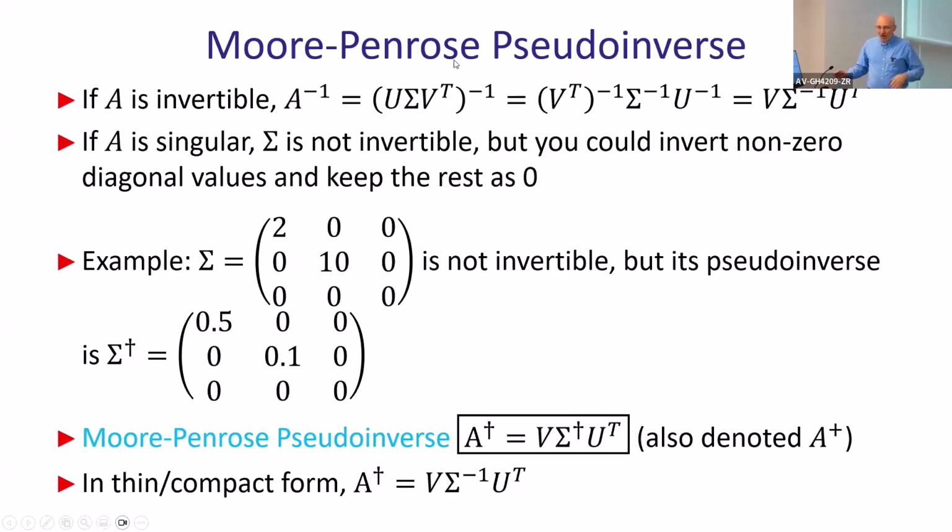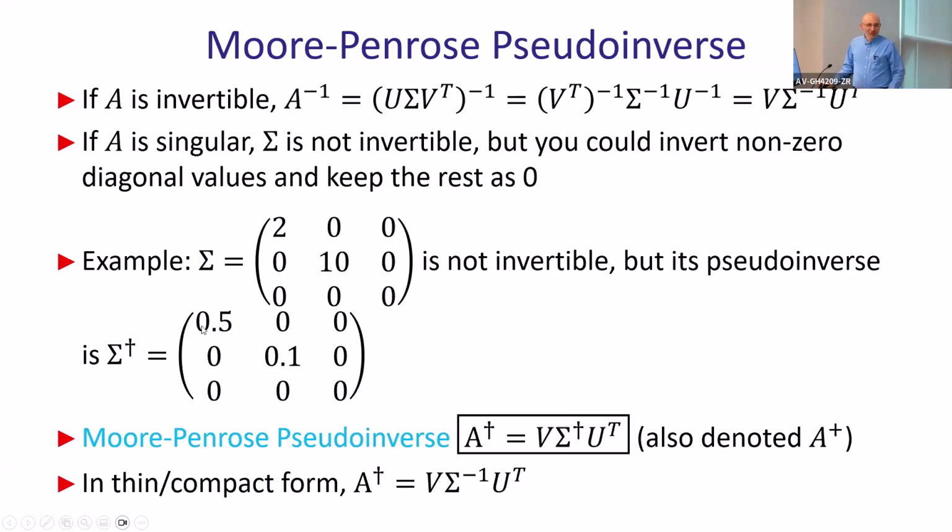And since all of the columns are organized in terms of importance, these later ones will not be really important, so it doesn't matter that you haven't inverted them. Just forget about them, you will ignore them completely. So let's say you have this kind of matrix. This is your sigma matrix. You have 2, 10, and then the last one is 0, so it's clearly not invertible. You have a column of zeros.